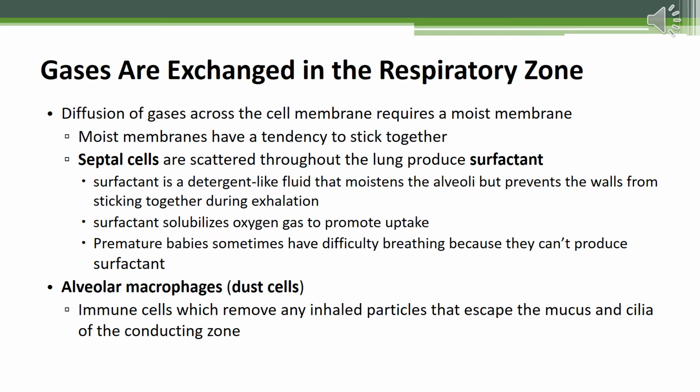And also within the lungs we have these alveolar macrophages, or dust cells, and these are immune cells which remove any inhaled particles that might escape the mucus and cilia of the conducting zone. So this just counteracts whatever dust particles might have somehow ended up in the respiratory zone.